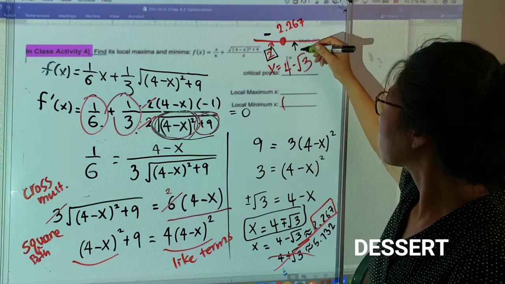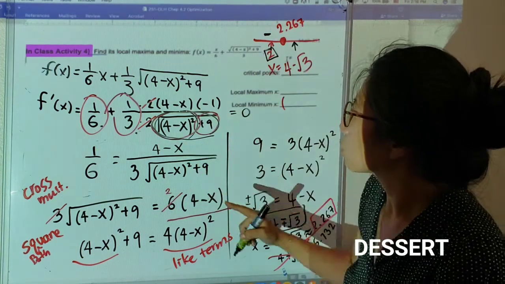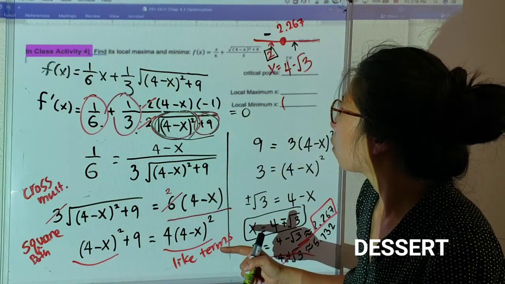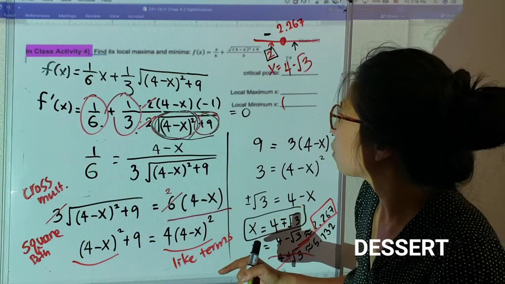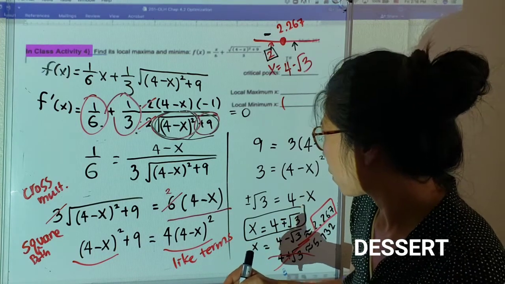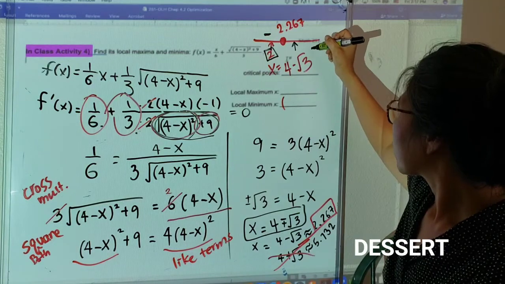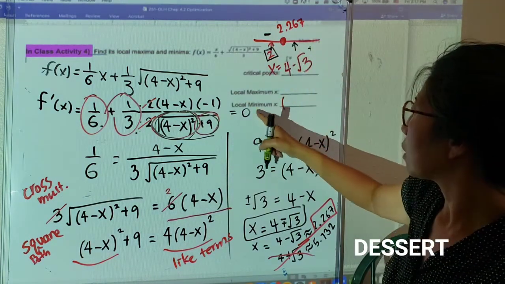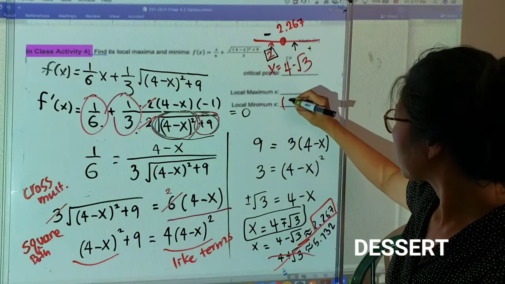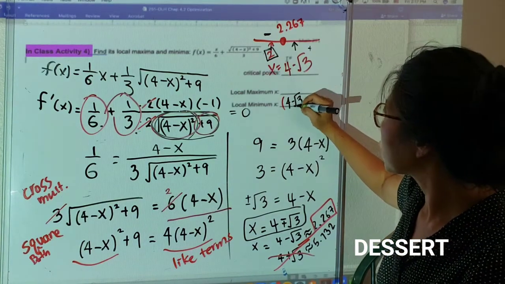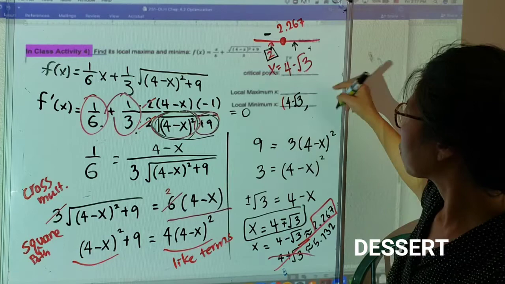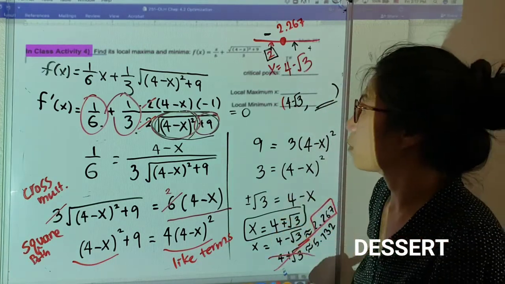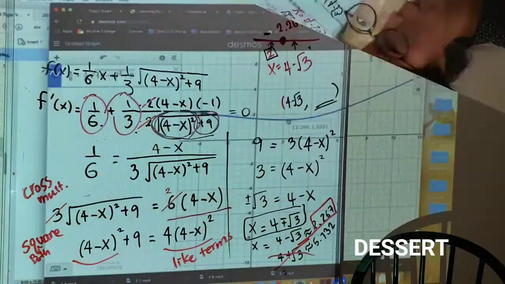And if you plug in 3 here, then it will be positive. Then when you see that it's decreasing, increasing, so it indicates a local minimum. So the local minimum is at 4 minus root 3, and then you plug in that number carefully, then you will get your local minimum of the y value. Okay, so keep thinking.